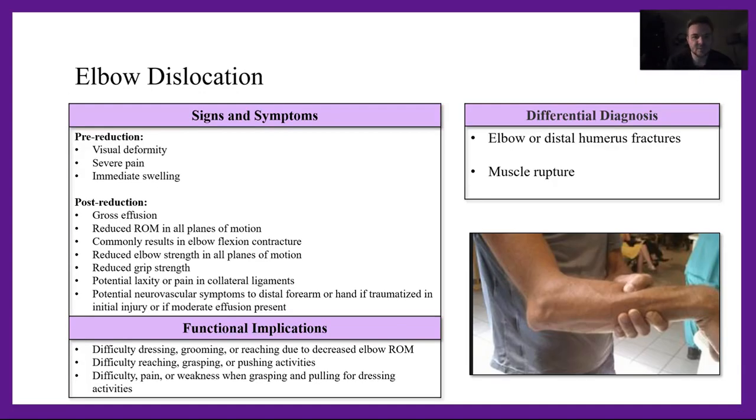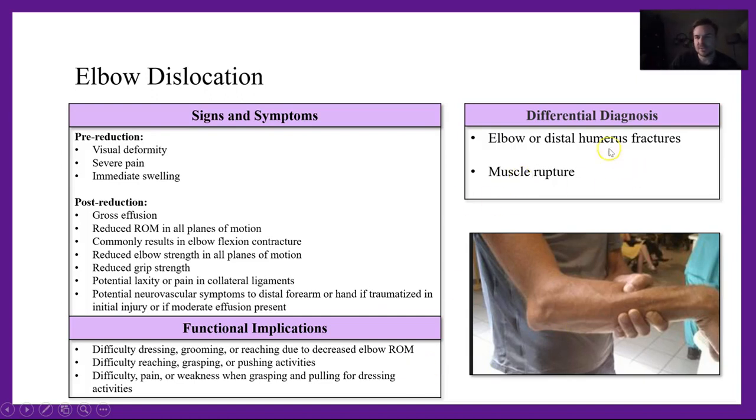So signs and symptoms, it's going to be a visual deformity, pre-reduction, severe pain, immediate swelling. Post-reduction, they're going to have gross effusion, reduced range of motion, decreased strength, decreased grip strength, potential laxity or pain in collateral ligaments, and pretty obvious what it looks like. It looks something like this, right? So the olecranon's posteriorly dislocated, and they can't move their arm very well.